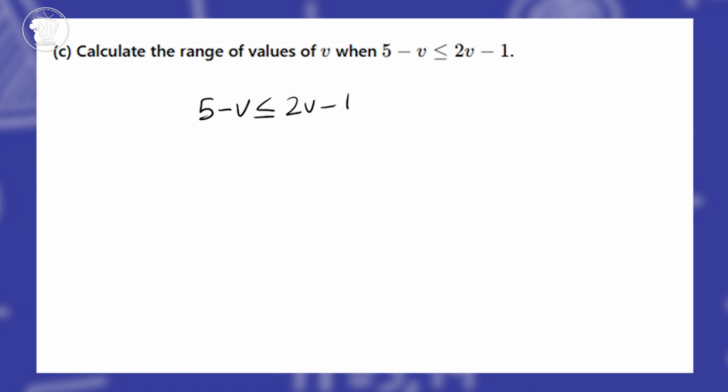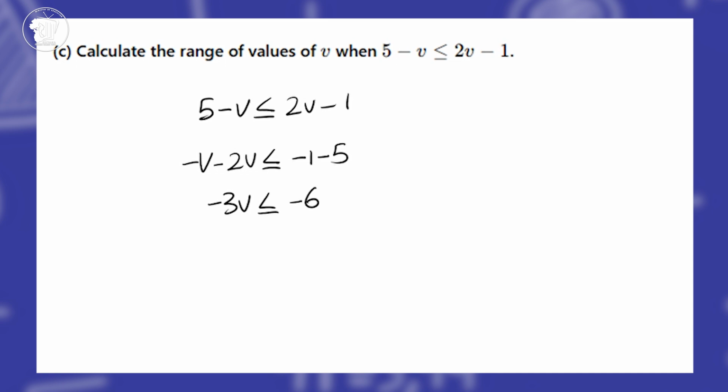So we'll have negative v, and we treat this inequality sign just like how we would treat a normal equal sign. So let me carry over this. This here is adding, we take it over to subtract. So we have negative v minus 2v is less than or equal to negative 1. And we take this over, this is adding, we take it over to subtract. So this will be subtract 5. So negative v subtract 2v will give us a negative 3v is less than or equal to negative 1 subtract 5 will give us a negative 6.